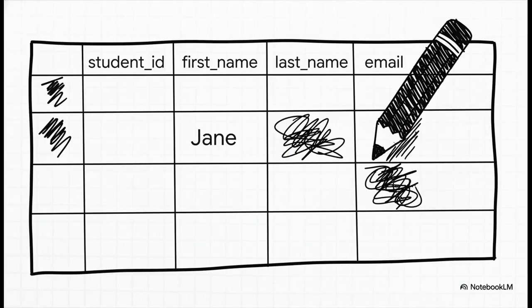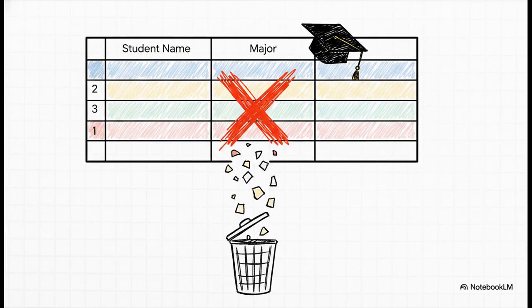Then there's U for update. This is for editing data that's already there. So let's say Jane Doe gets married and changes her last name. We don't create a whole new Jane, we just go into her existing record and update that one specific piece of information.